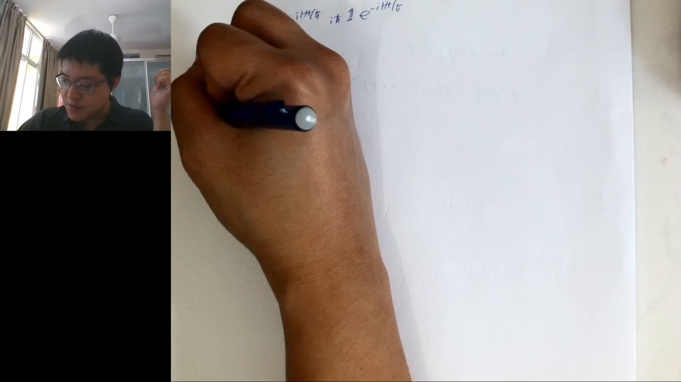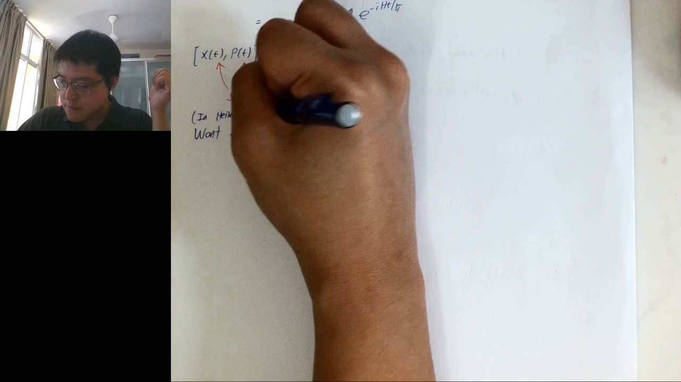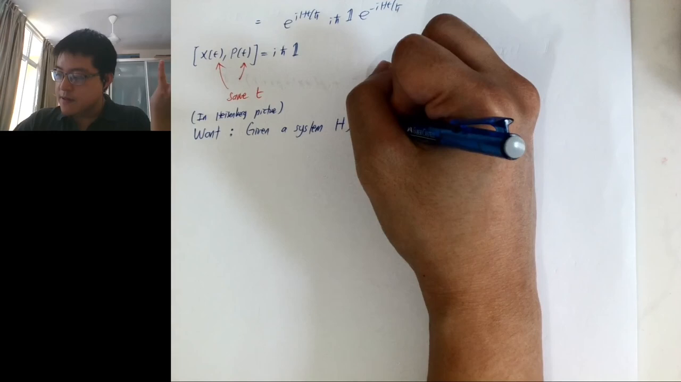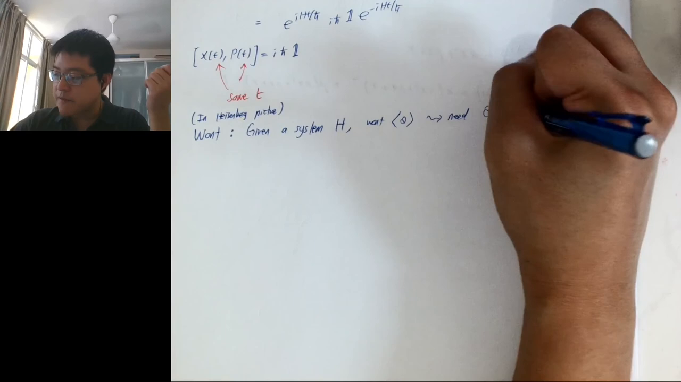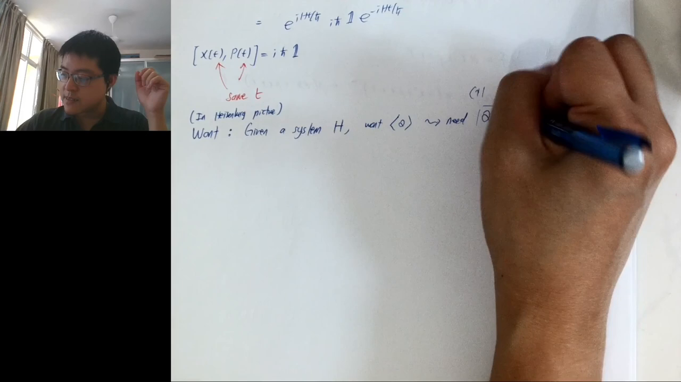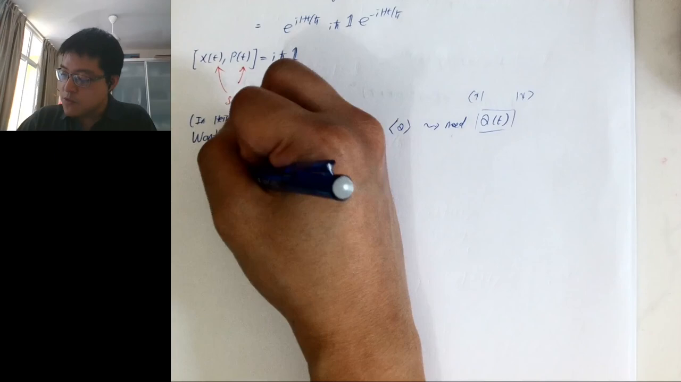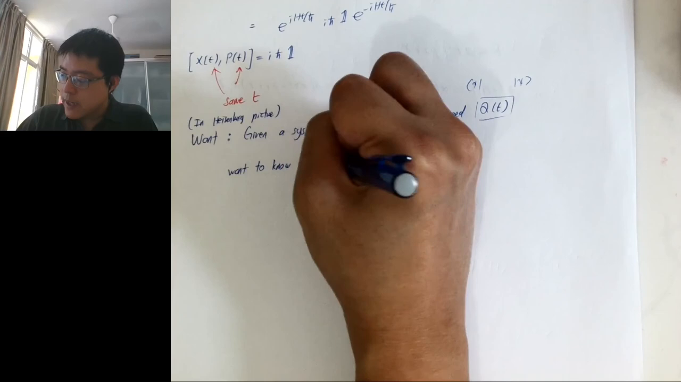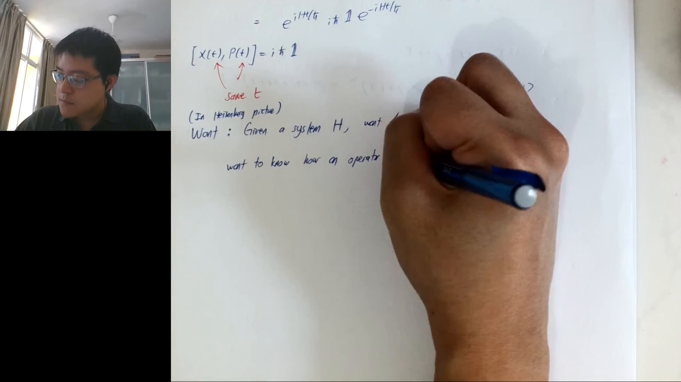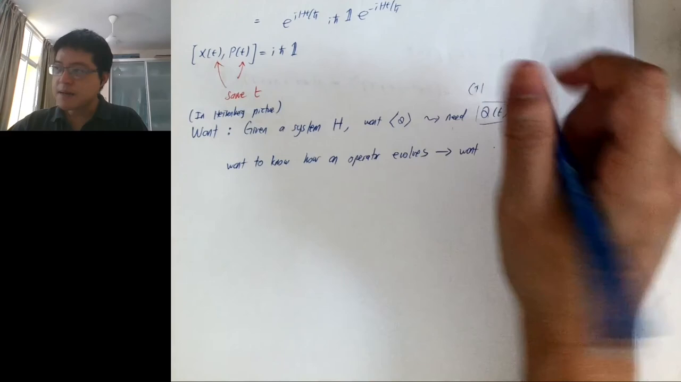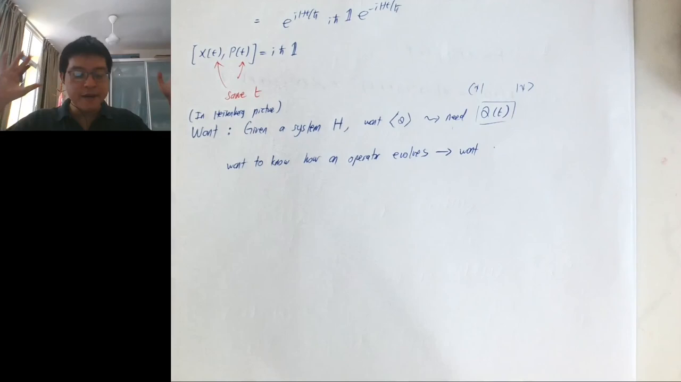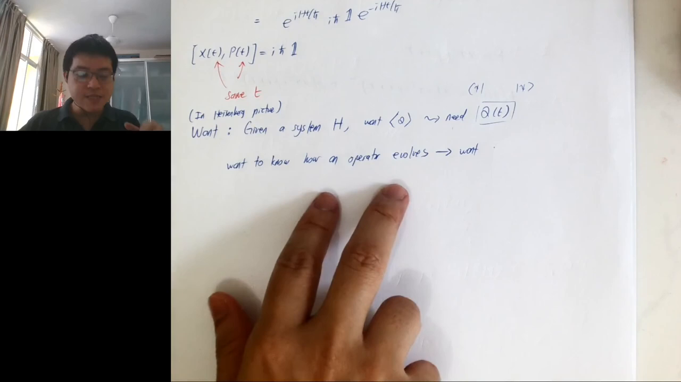in the Heisenberg picture, given a system H, let's say we want an expectation value of an operator Q. In the Heisenberg picture, we need Q as a function of time, and then we do this later. So we need this. That means we want to know how an operator evolves. Therefore, we want some kind of equation of motion. So how does a system evolve? We have been doing physics for a few semesters now, and how something evolves usually comes from a differential equation. So we are going to do the same thing here. We want a differential equation.